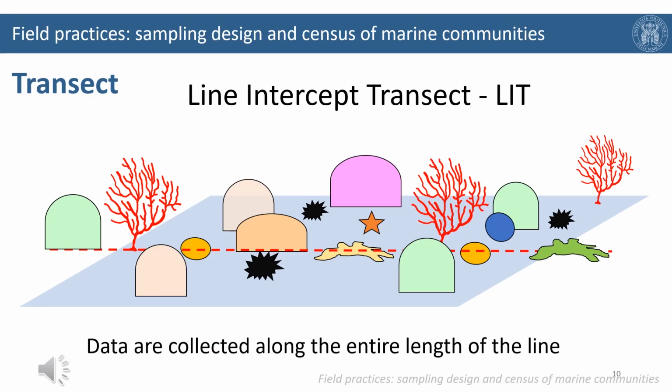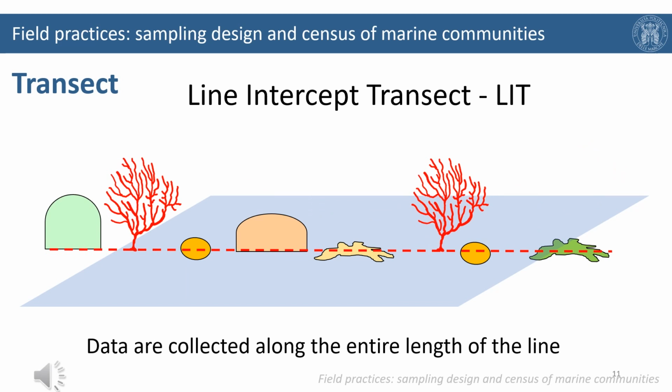The first type of transect that we will describe is the line intercept transect. In a line intercept transect, data are collected along the entire length of the line. Only the objects underneath the line are considered.